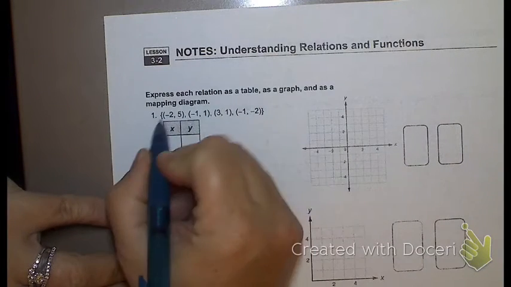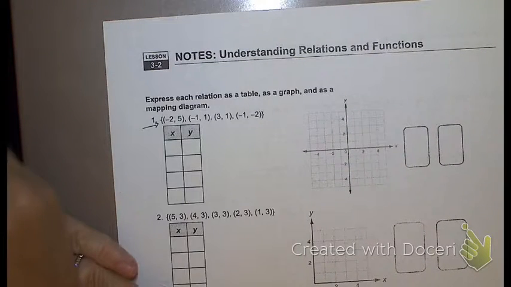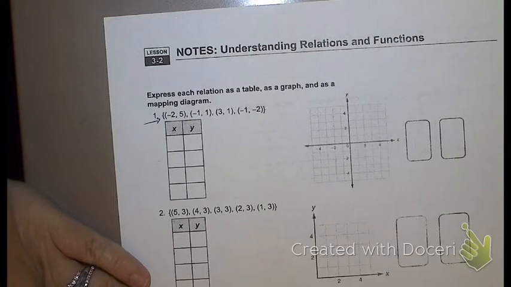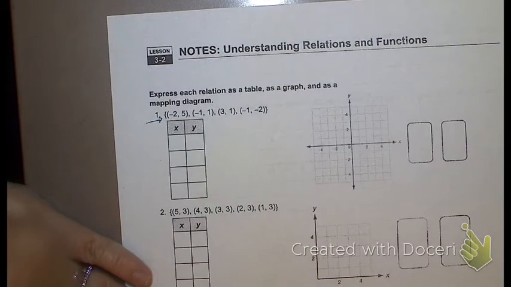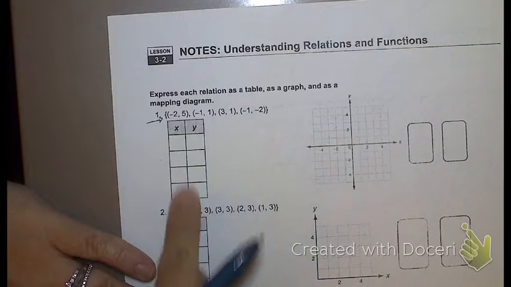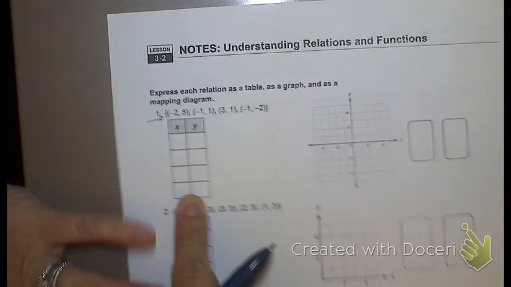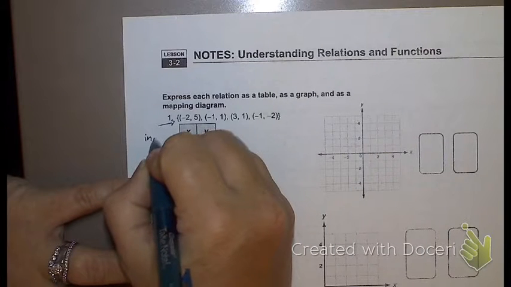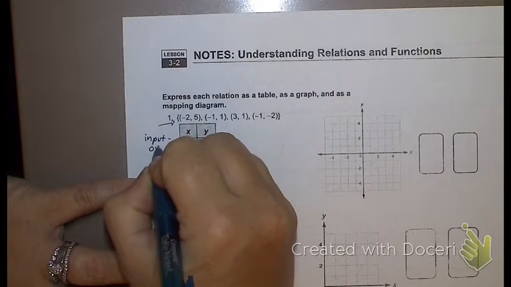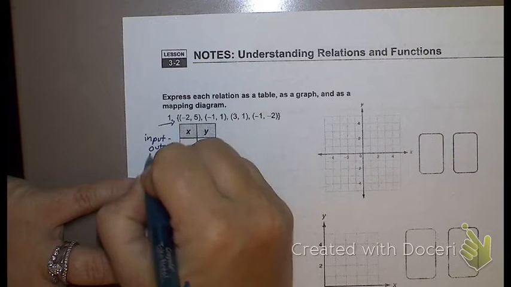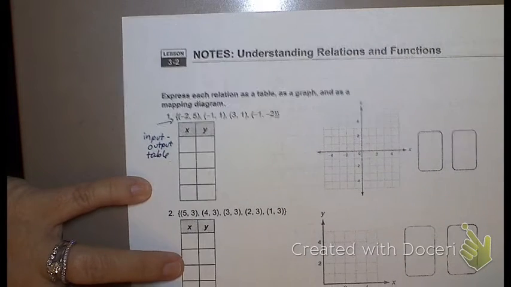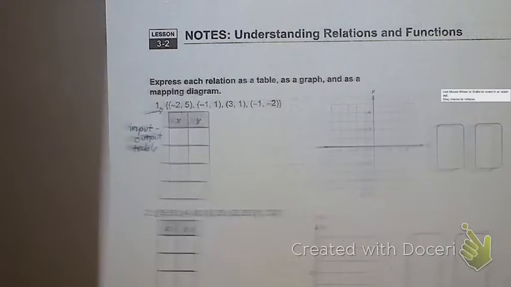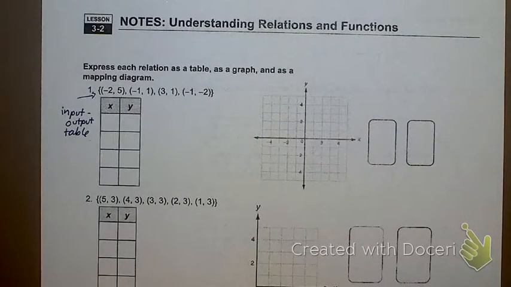We are given a set of ordered pairs. Do you see that? Yes. We are going to represent those ordered pairs three different ways. We could represent them here in an XY table. An XY table is also known as an input-output table. Why should that make sense to us? Because input is x and output is y.